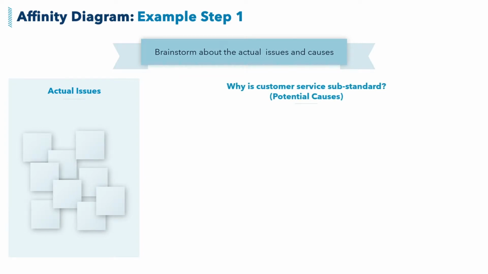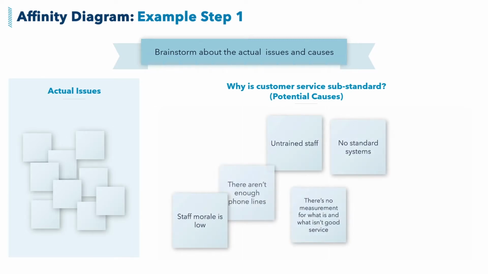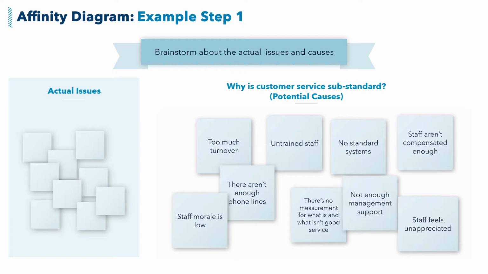Here's an example of the Affinity Diagram with regards to the causes of substandard customer service. As shown here, there is a random collection of potential causes for possible reasons, including but not limited to untrained staff, low morale, and a lack of a standard system, among others.